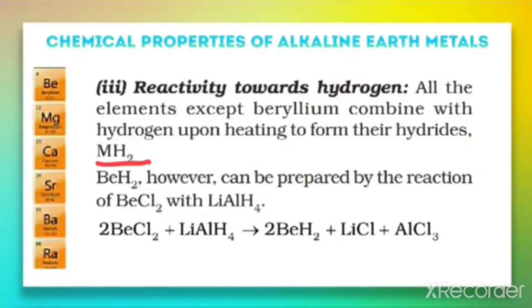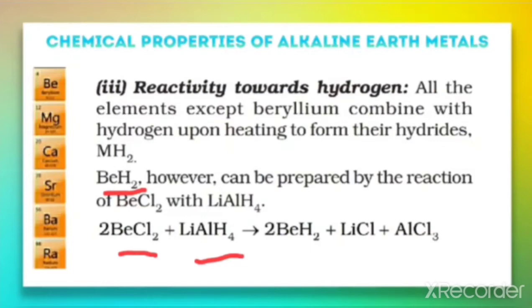BeH2 however can be prepared by the reaction of BeCl2 with lithium aluminium hydride. So all the other elements combine with hydrogen directly on heating to form hydrides, but BeH2, that is beryllium hydride, we can prepare by another method, that is the reaction of beryllium chloride with lithium aluminium hydride.